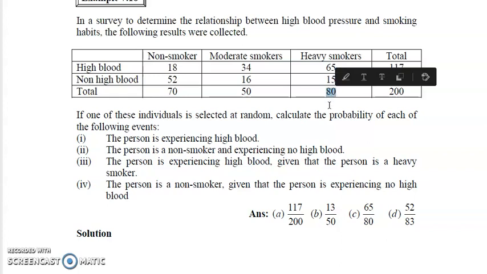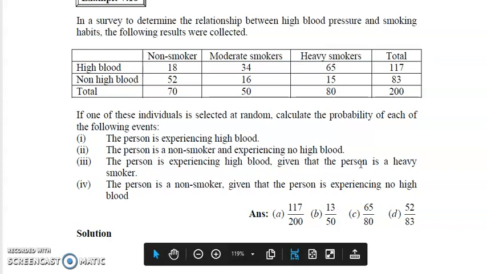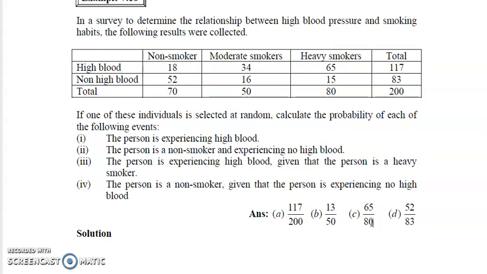And the probability that we want is the person experiencing high blood. High blood is over here. So high blood for the heavy smoker is 65. So the total that we want is the people who are heavy smokers. Out of those heavy smokers, the high blood is 65. So we will have 65 out of 80. I hope you are clear about question number 3.